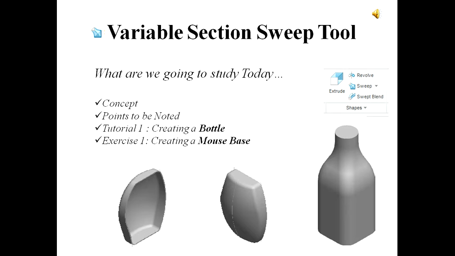So friends, we are going to study the variable section sweep today. In the first place, we are going to understand the basic concept about which the variable section sweep tool revolves. Secondly, some important points to be noted, or rules which are to be followed for the successful execution and completion of the variable section sweep tool. After that, we are going to exercise some tutorials in order to achieve perfection in the variable section sweep tool in Creo Parametric 3.0. Let's move ahead.